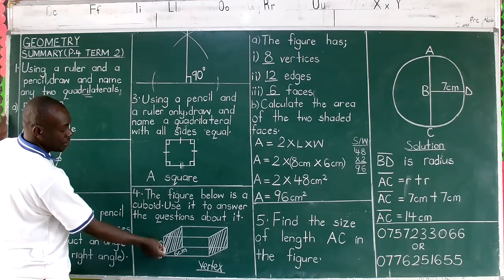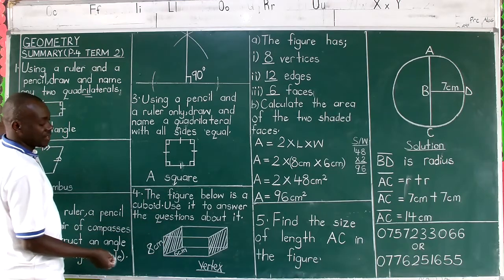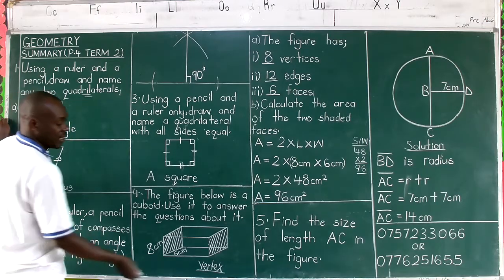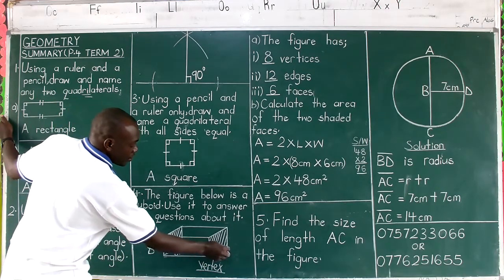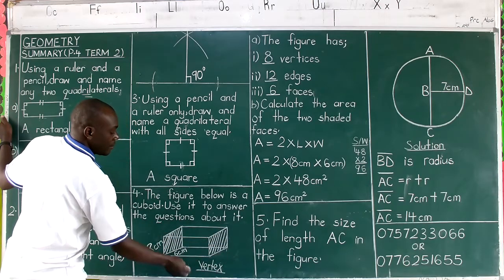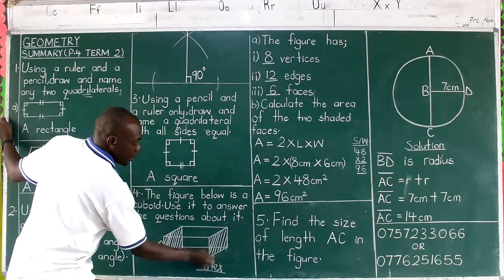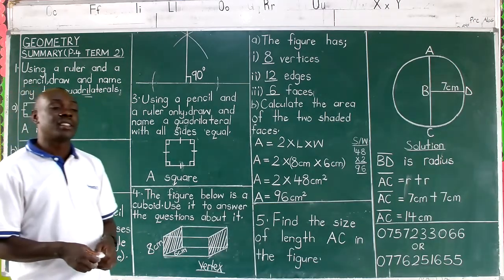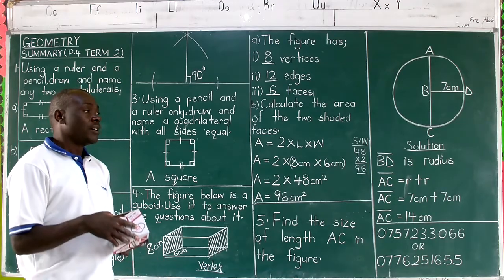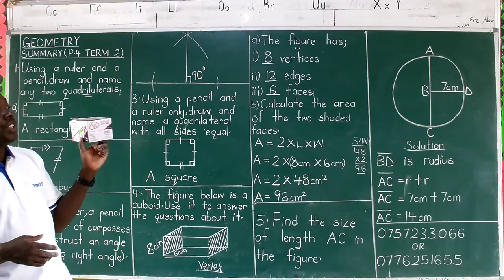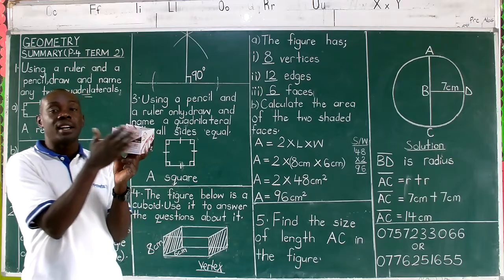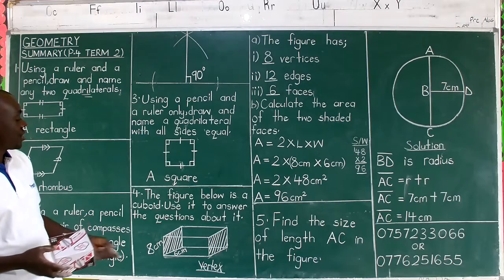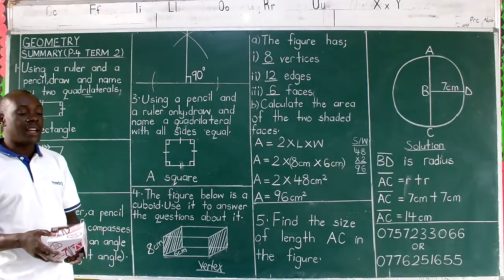So the height of this cuboid is 8 centimeters and the width is 6 centimeters. This is called the length, this is called the width, and this the height. This is length, width, and height. However, when we look at a single face, we shall discover that each face is rectangular, like a rectangle. So that's why this is also known as a rectangular prism.